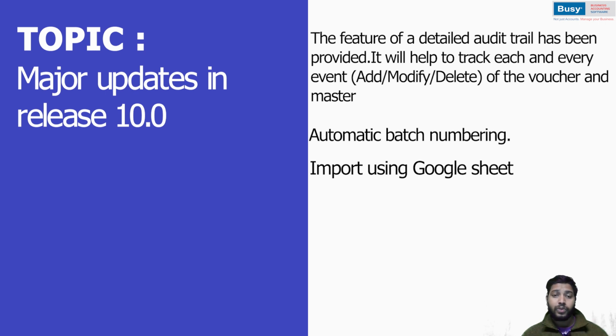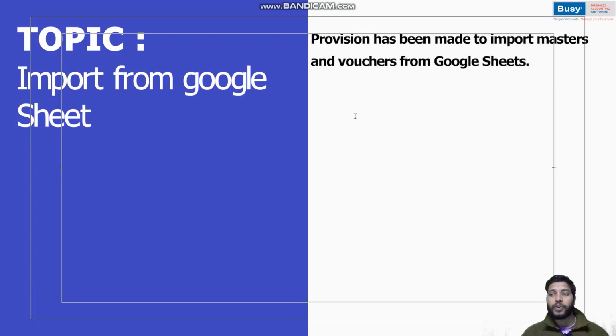Right now I'm not going to show you a practical on it, but I can show you what kind of changes have been provided. Provision has been made to import master and voucher from Google Sheets. Only this information has been given in the PR. If you need a practical on this topic, just comment below. If your comment comes to me, I will definitely create a video on it. I am deciding to create it, but not including it in this video. A separate video will be created and presented for you.